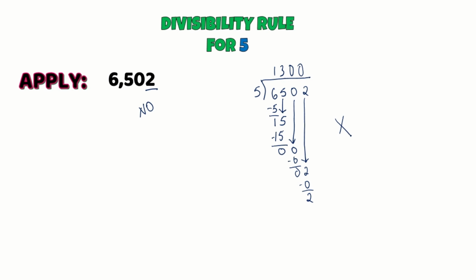So as you can see, 5 did not divide into this number completely, and we had a remainder, which tells us that our divisibility rule for 5 is correct when it comes to this number as well.